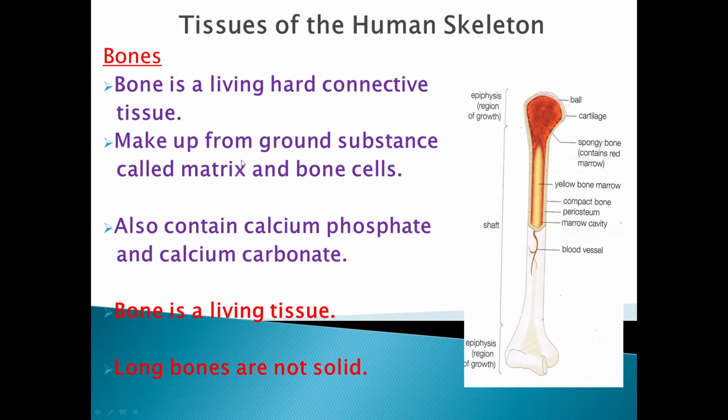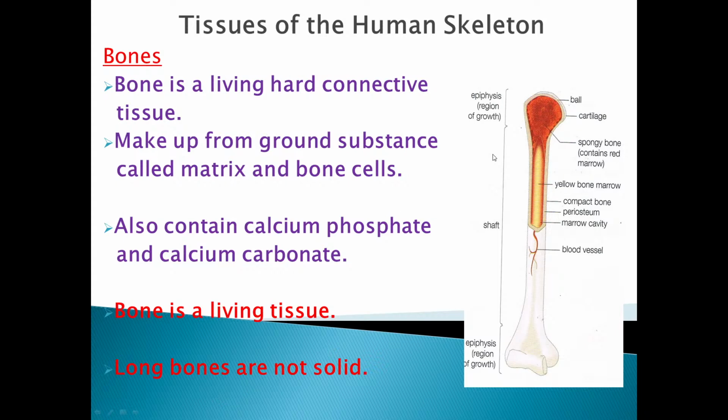Made up of a ground substance called matrix, and blood and bone cells. So if I should ask you in terms of a question to give me an example of the component or material that makes up bone, then you can say bone cell and you can also say matrix material. Moving down to pointer number 3. Also contain calcium phosphate and calcium carbonate. So bones basically contain these nutrients. So again, that justifies that bones are living. Now moving down to the last pointer, long bones are not solid.